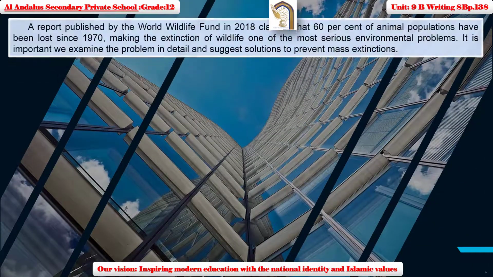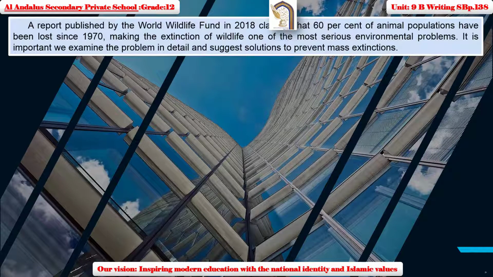As you know, gentlemen, our essay will include 3 main parts: an introduction, 2 main body paragraphs, and the conclusion. Now let's start with our introduction. This is a sample answer.